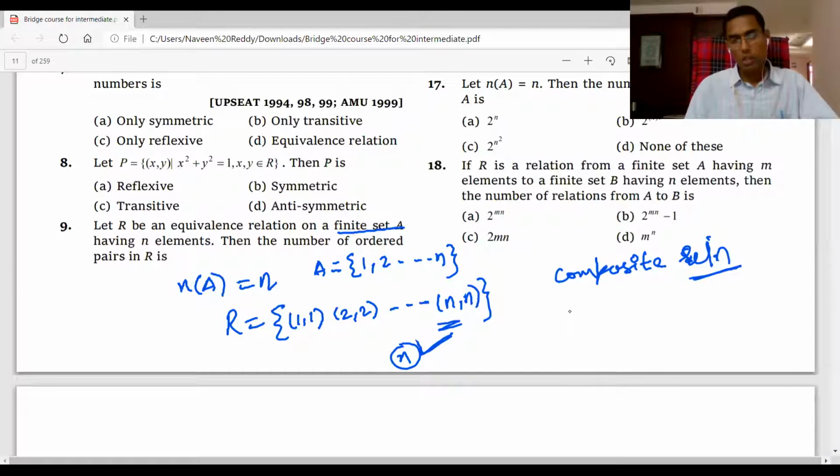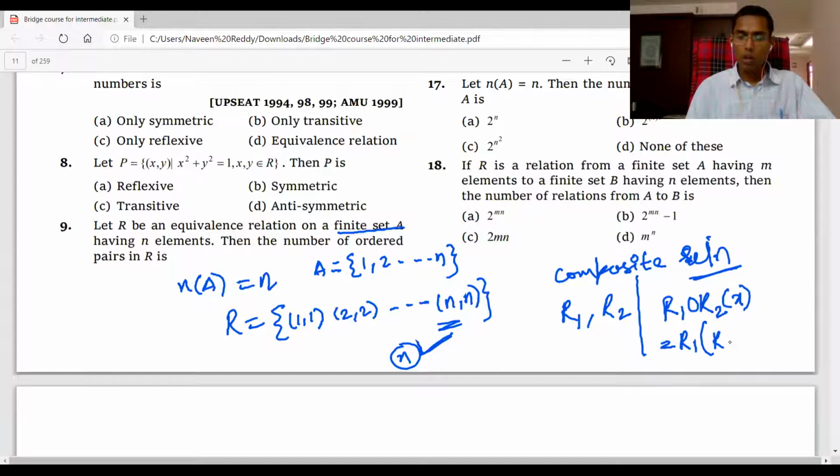Combination of two relations. Let's say R is a relation, R1 is a relation, R2 is a relation. The combination of two relations is like this: (R1 circle R2)(x) equals R1(R2(x)). That means first you have to apply R2, then you have to apply R1. What does it mean? I am going to explain on the board.